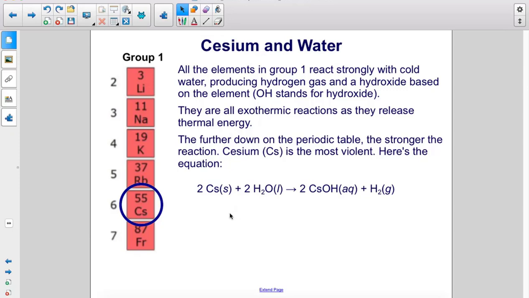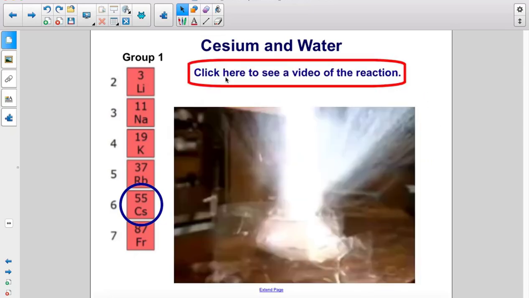They are all exothermic reactions as they release thermal energy. The further down on the periodic table, the stronger the reaction. Cesium, or Cs, is the most violent. Here's the equation. Click here to see a video of the reaction.